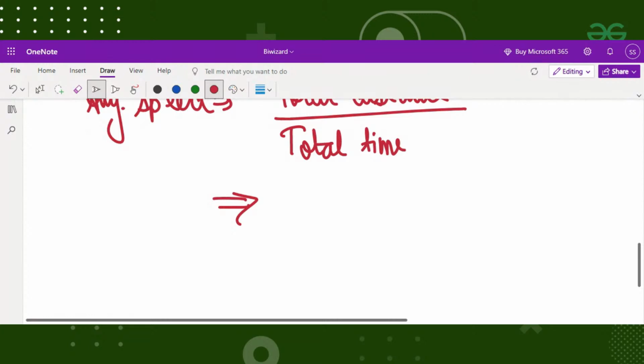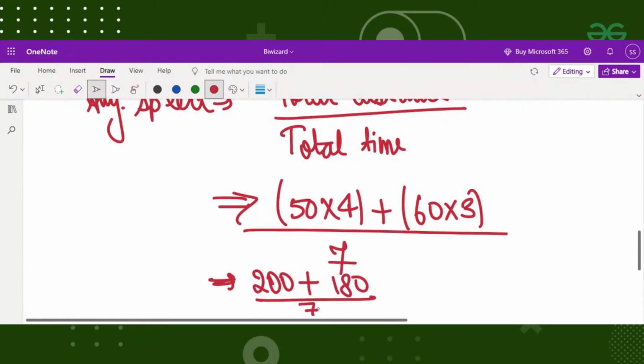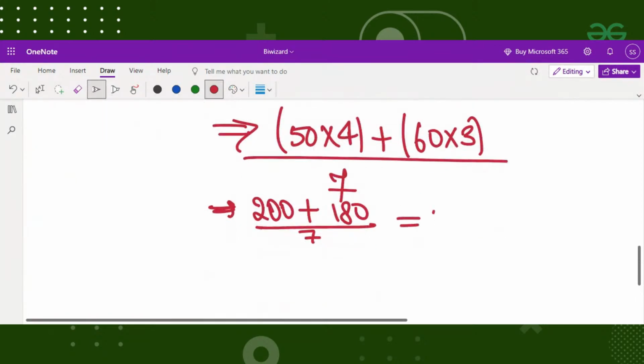That is 50 kilometer per hour for the first 4 hours, means 50 into 4, plus next we have 60 kilometer per hour for the next 3 hours, 60 into 3, and the total time that the bus traveled is 7. So we have 200 plus 180 divided by 7. So that will give you the answer as 54.28. All right, so that is the correct option to the question.